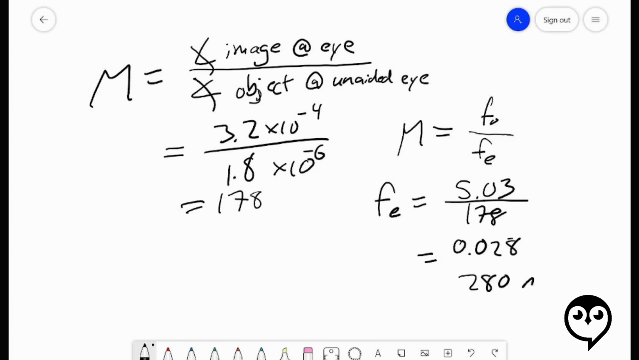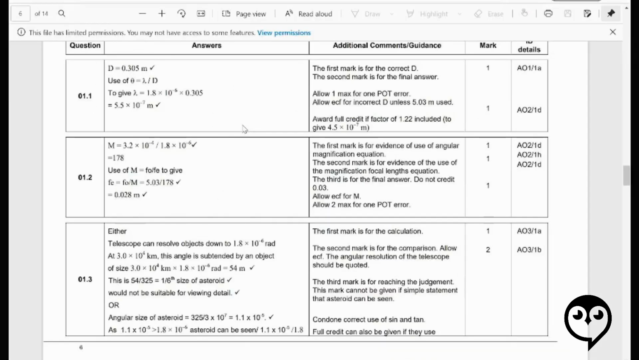So 280 millimeter focal length for your eyepiece. Let's check the marks on that. Yeah, we've done that. That's good. We could have done this all in one calculation, but whatever. That's fine. We've done it in 2 steps. That's okay. And we did say about 5.5 times 10 to the negative 7, didn't we, using the Rayleigh criterion.